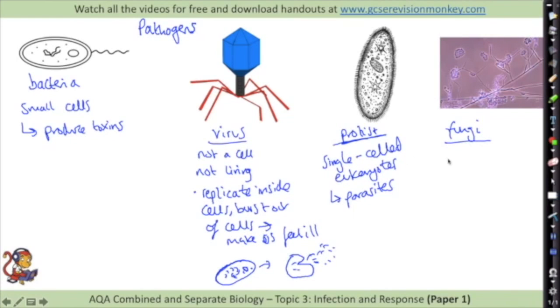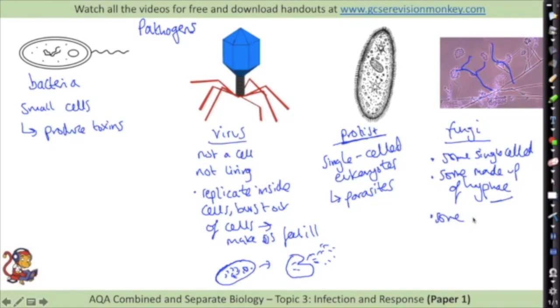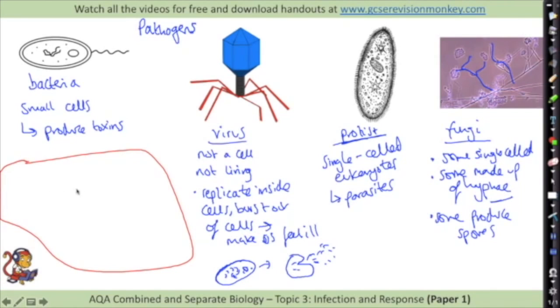Fungi come in a variety of forms. Some are single-celled. Some form long finger-like strands that come away, and those are called hyphae. You probably won't need to know that name in the exam, but some are made up of hyphae, which are these strand-like things in the picture there, and some produce spores.